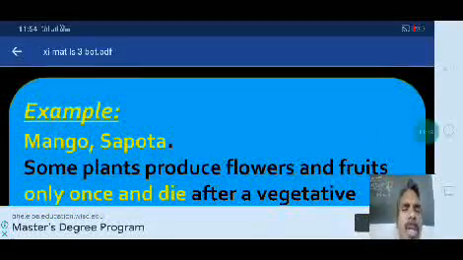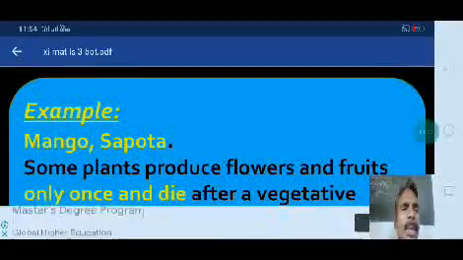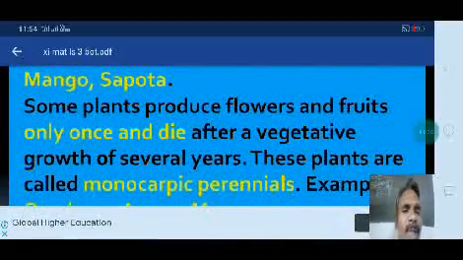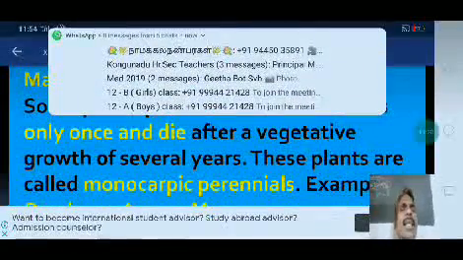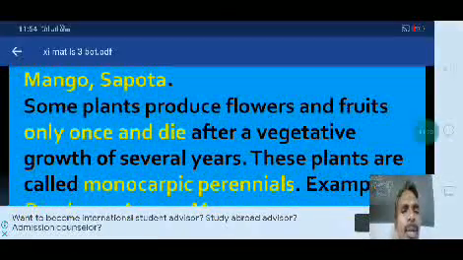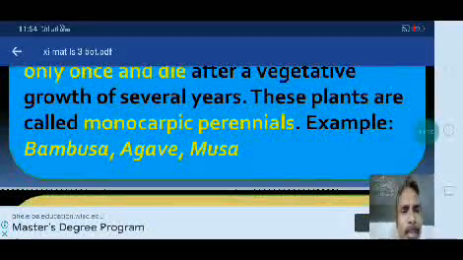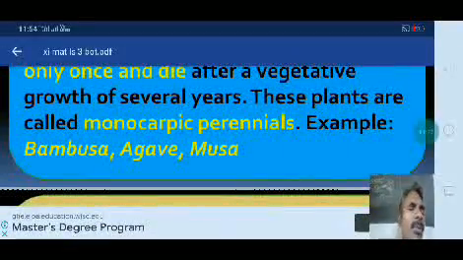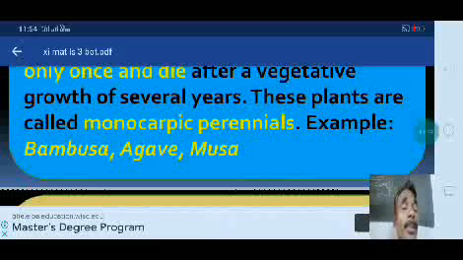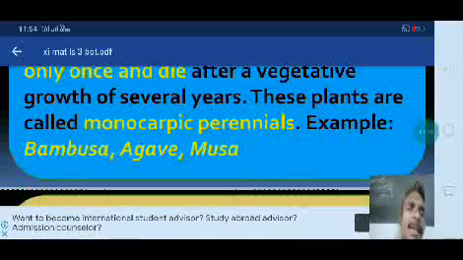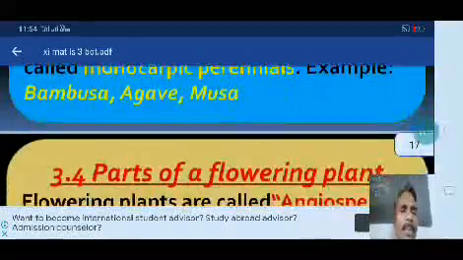Example, mango, sapota. Some plants produce flowers and fruits only once and die after a vegetative growth of several years. These plants are called monocarpic perennials. Example, Bambusa, Agave and Musa. Mono means single. These plants are perennial, but the life cycle of the aerial part lasts only 1 year.